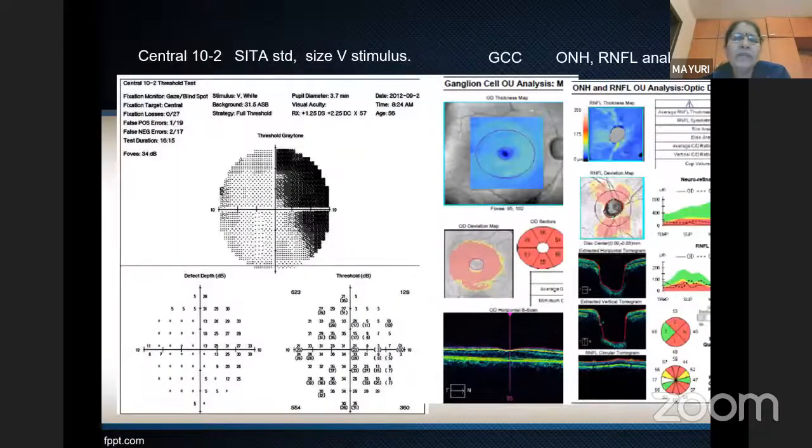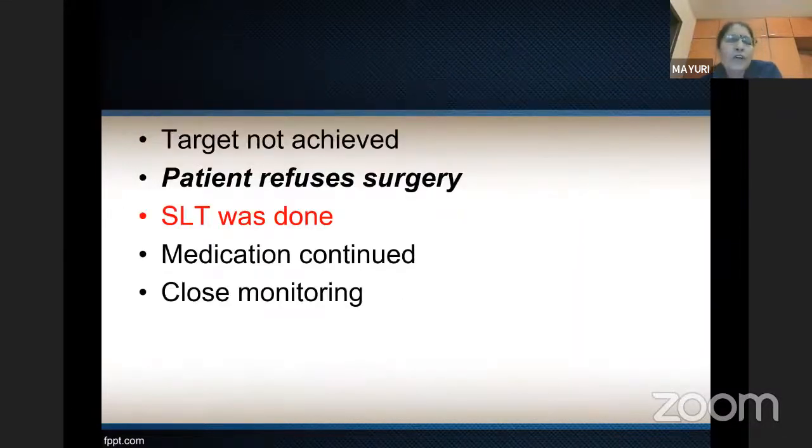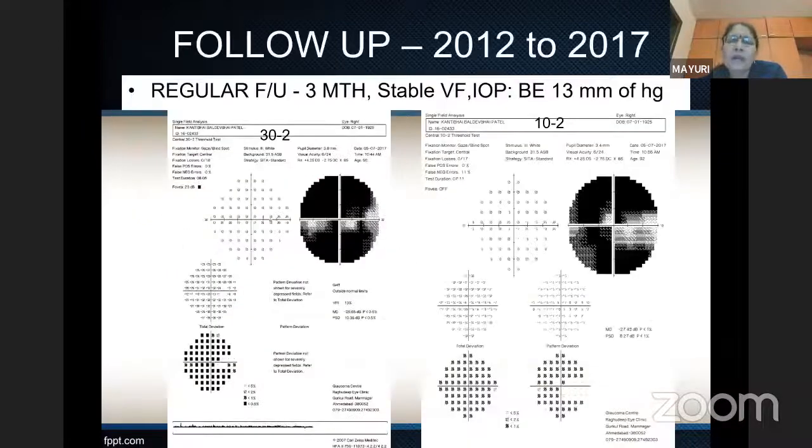Now, this is the 10-2 program with size 5 stimulus. Target was not achieved and the patient refused surgery. We suggested SLT to this patient, and we did it, and the medication was continued, close monitoring was done, and still today I am seeing this patient. Both eyes are stable, and he is happy, and we are also happy.